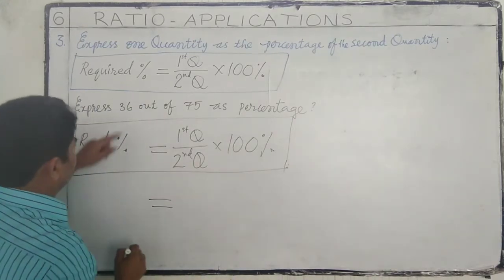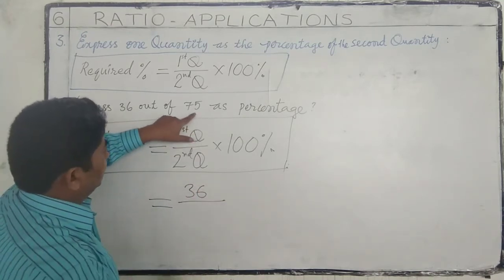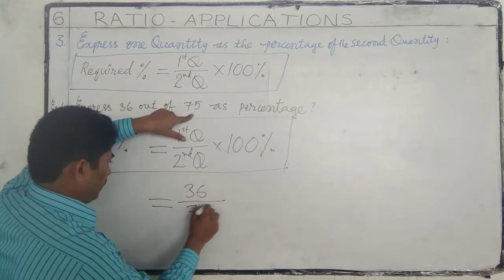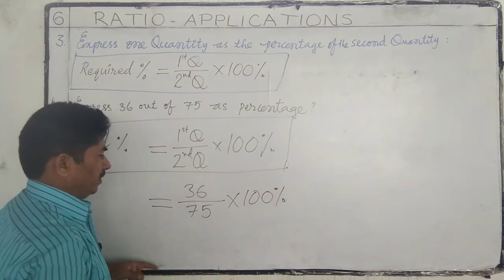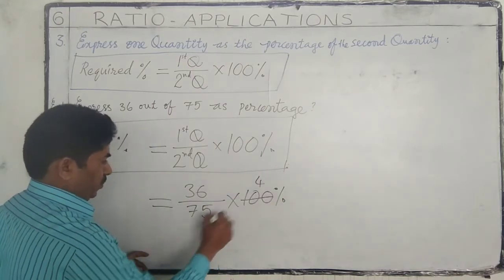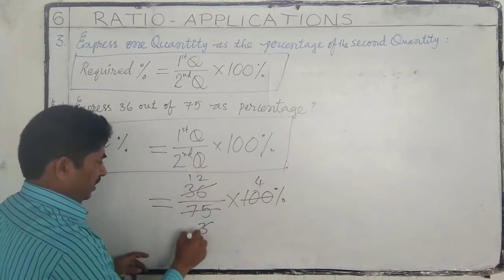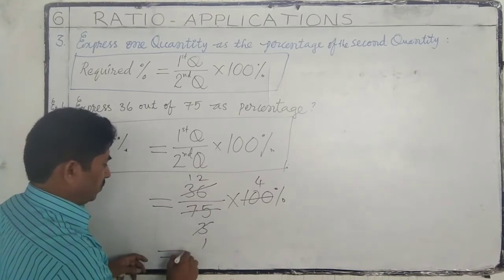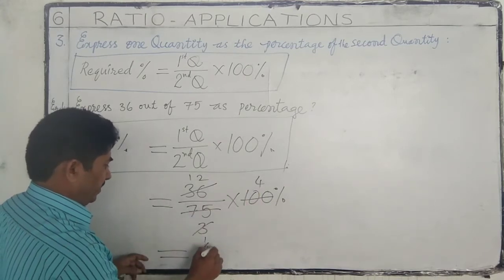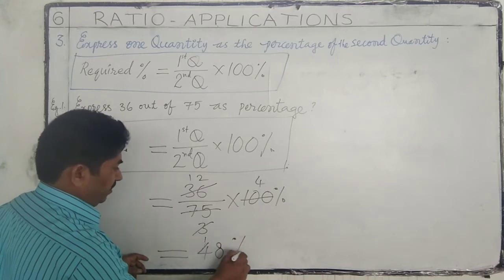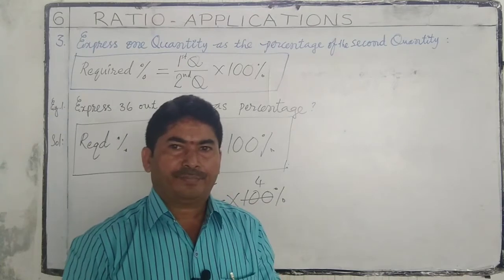Here the first quantity is 36. So, 36 by the second quantity 75 into 100 percentage. 25 fours, 25 threes, 3 ones, 3 twos, 3 ones. So that is equal to 12 fours are 48. 48 percentage. This is the required number.